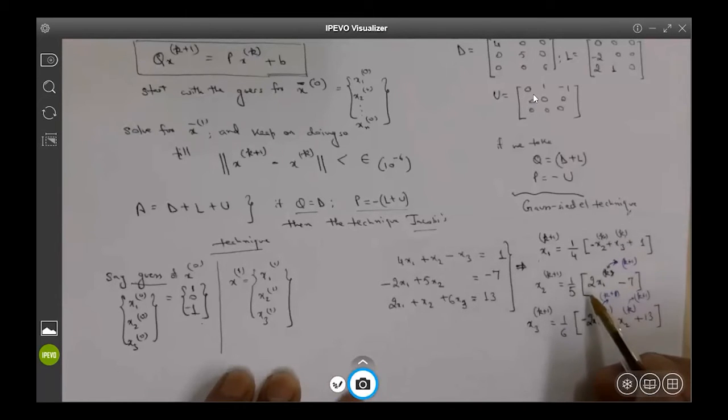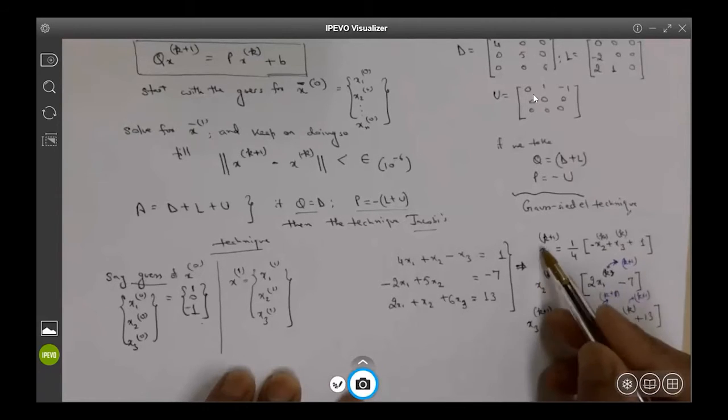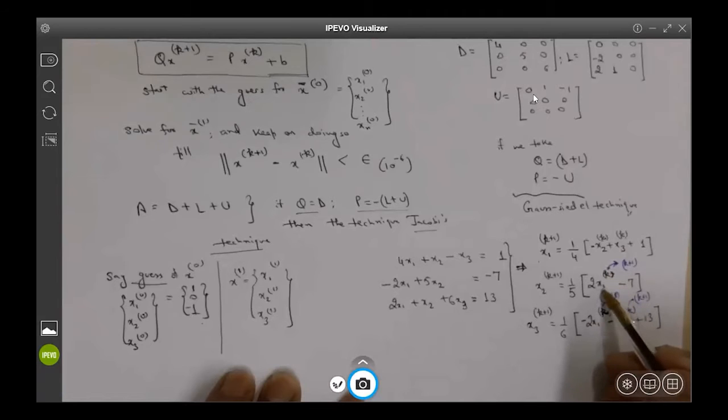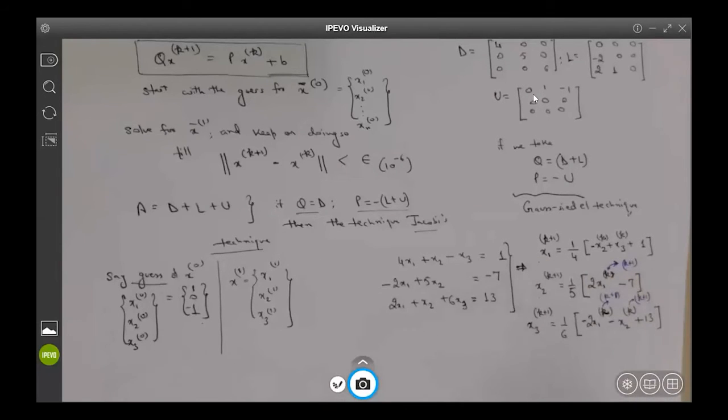But when I'm solving the second equation, for any component that is coming before x2, so before x2, only x1 comes. So I already have solved for x1 for the current iteration. So instead of using x1 of 0, I'm using x1 for the first iteration. Does it make sense? Yes.